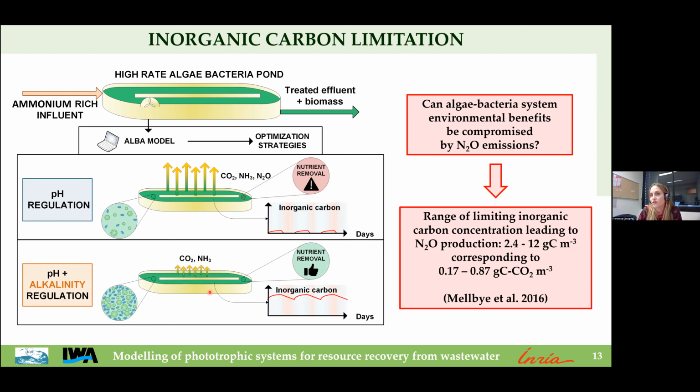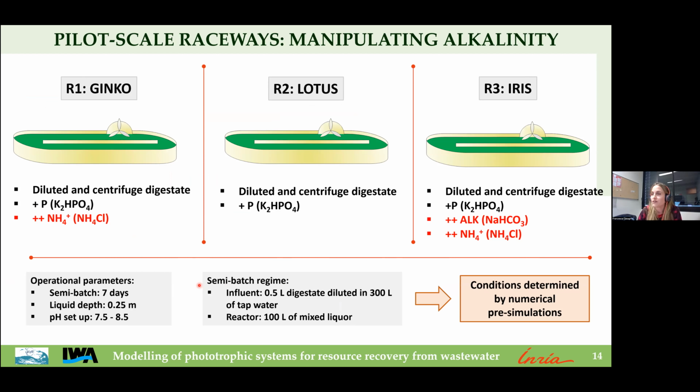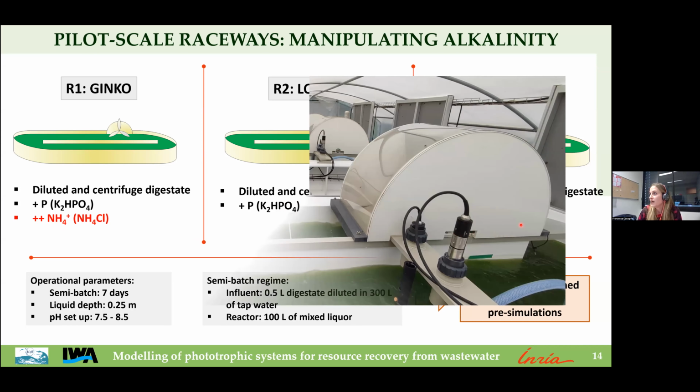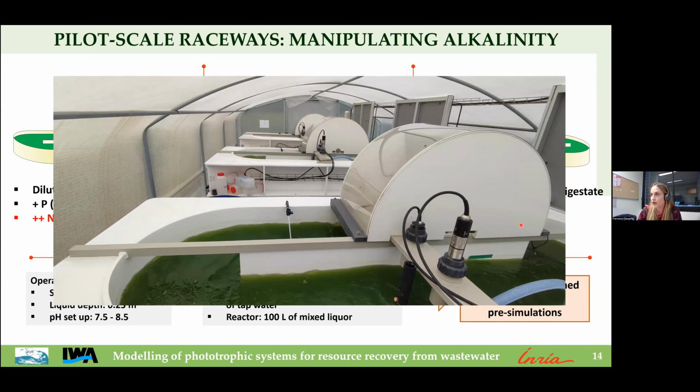Indeed, to check that this is what was really happening in the real reactor, not just in the model, we ran dedicated experiments in Rennes at the laboratory, where we had 3 different raceways of 400 liters each. And basically what we did is to feed the raceway with diluted and centrifuged piggery digestate. And then in the first reactor, we also added a source of ammonium to unbalance even more the ratio between ammonium and alkalinity. In the second reactor, we had just diluted the digestate. And in the third reactor, we added also a source of alkalinity. And this is the experimental setup in Rennes.